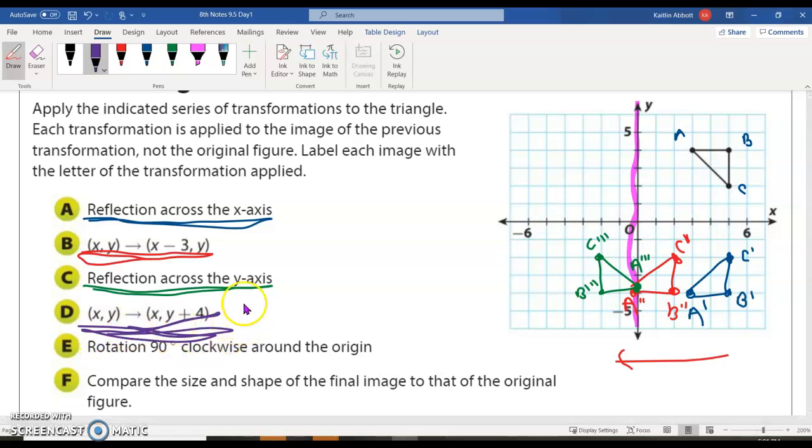Y plus 4. Y plus 4 means on the y-axis, plus 4. Does that sound like it goes up or down? I think it sounds like it goes up. So I'm going to go up because the positive numbers are up. So I'm going to bring all these points up 4. So 1, 2, 3, 4.